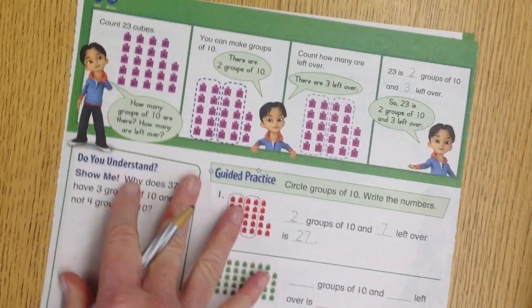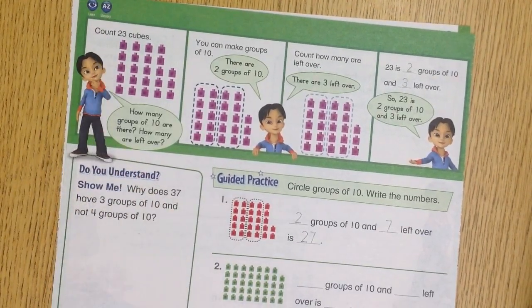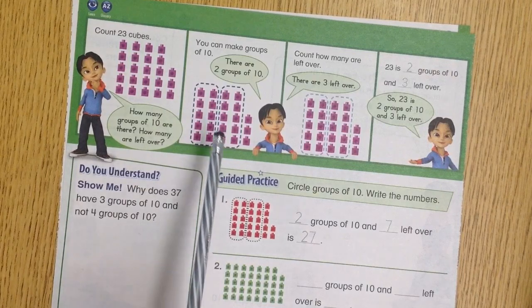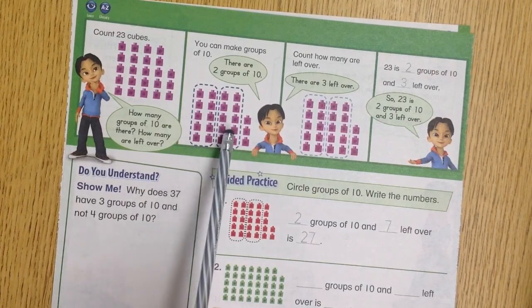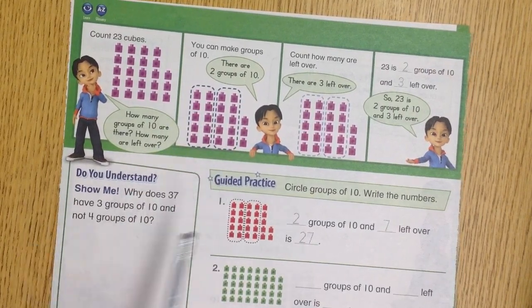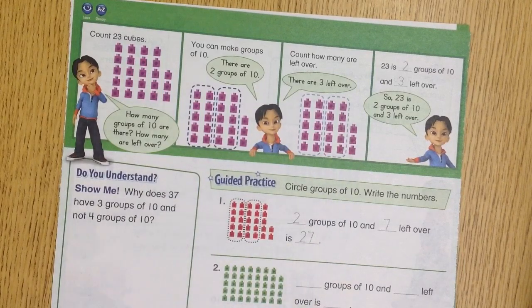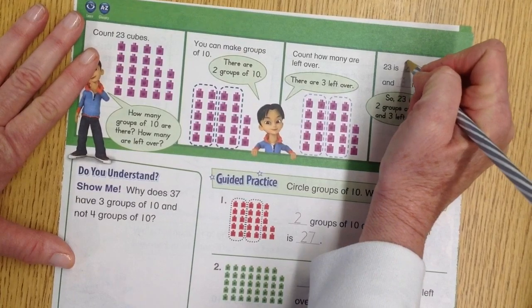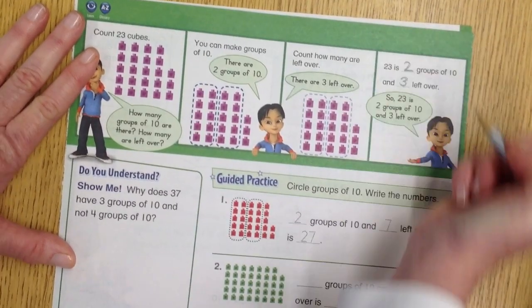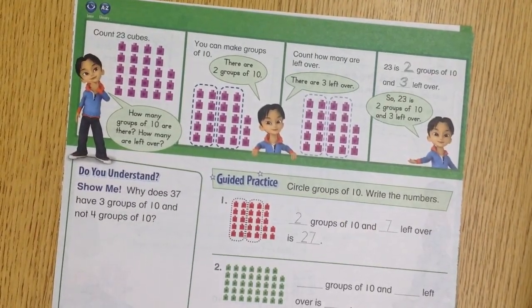All right, let's look on page 462. And it says count 23 cubes. How many groups of 10 are there? How many are left? You can make the groups of 10. So there's 2 groups of 10, and then there are 3 left over. So 23 has 2 groups of 10 and 3 left over.